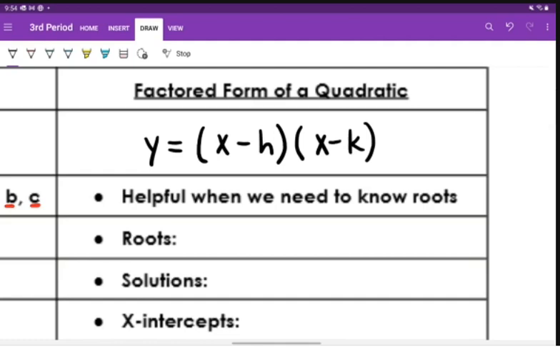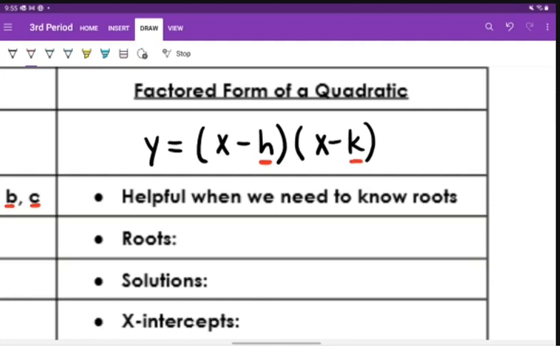And I also want to point out the h and the k, don't think too hard about these. These are just some random letters that we picked to put in here. This is just like the a and the b and the c. These will not be h's and k's when you're actually dealing with functions. You will have numbers here. So it might be like x minus 5 times x minus 2. So you'd have numbers in those positions.